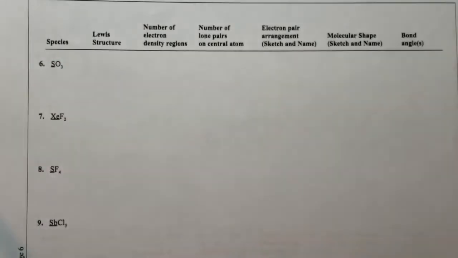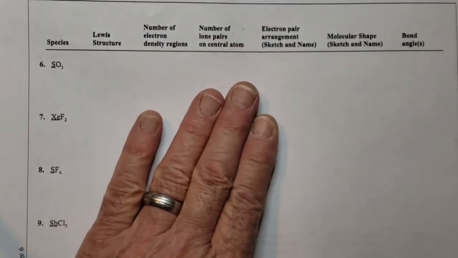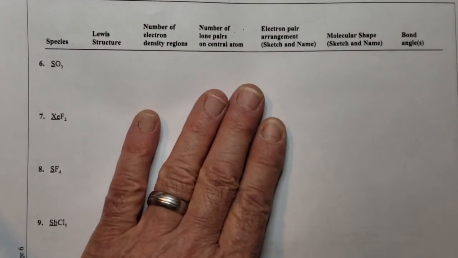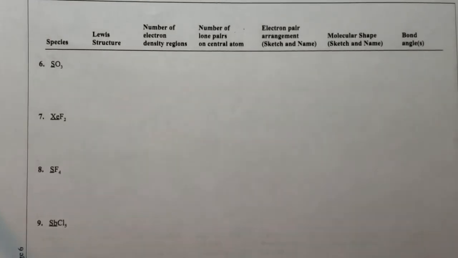Now, those models should allow you then to tell me the total number of legs, how many are lone pairs, give me a sketch of the electron pair arrangement and its name, molecular shape, and bond angles. Okay, that pretty much completes the lab. Now, this should help you also answer the questions that were in the pre-lab. Please make sure that you complete that along with this report sheet. Take a picture of it, front and back. Make sure your name's on every page, please, and submit that.